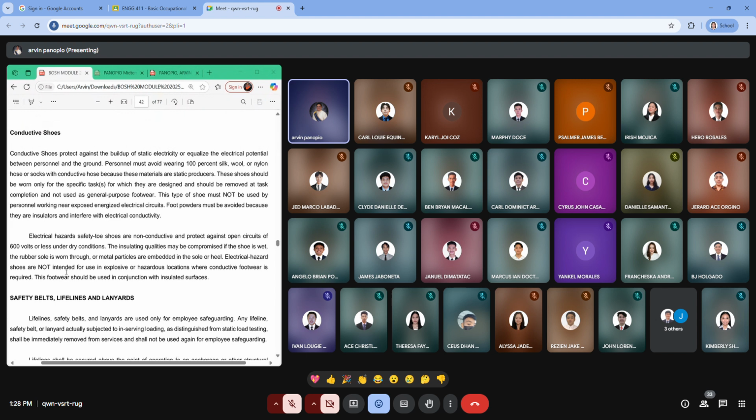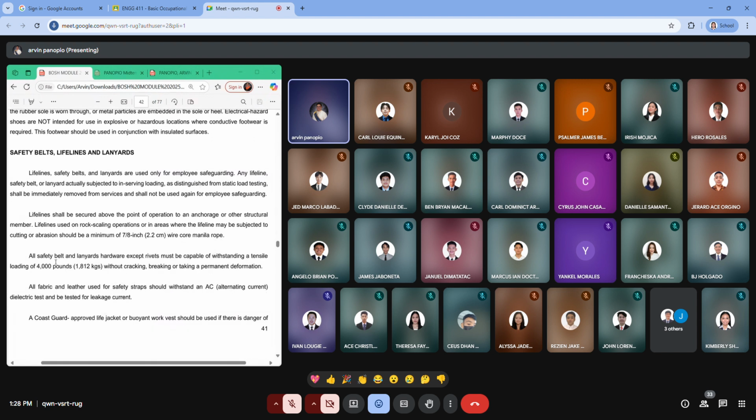Next, safety belts, lifelines, and lanyards. These are used when your work involves hanging, for example, painting a tall building. So we use safety belts, lifelines, and lanyards.